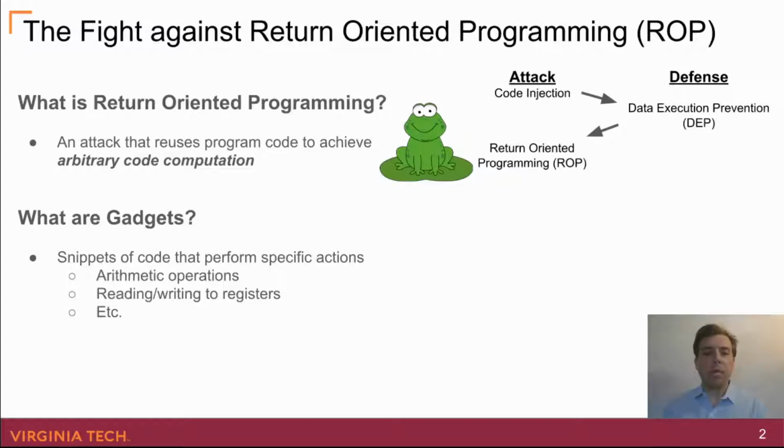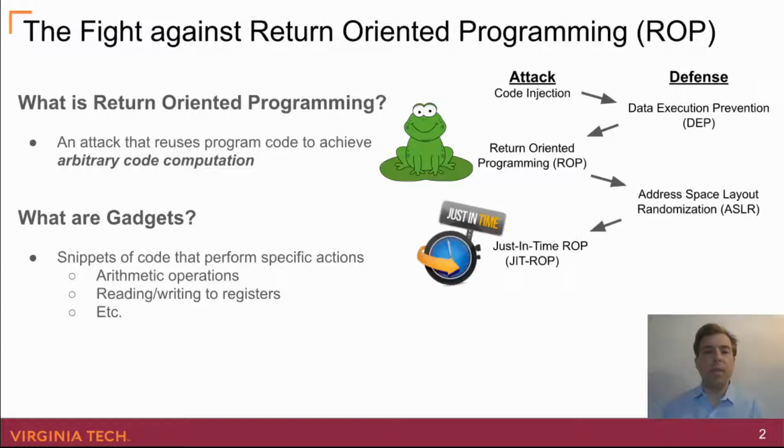Return-oriented programming, also known as ROP attacks, are a security attack that was introduced to bypass data execution prevention. ROP attacks reuse portions of a program's code, known as gadgets, against itself to construct an attack and achieve arbitrary code computation. Address Space Layout Randomization, also known as ASLR, was introduced and widely adopted to combat early return-oriented programming.